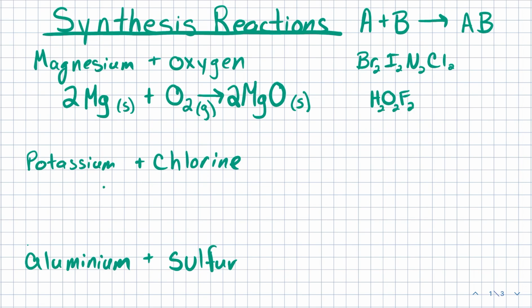Potassium chloride. I have potassium, which is a solid, it's a metal, plus chlorine. Chlorine is another one of my Brinkelhoff. That's going to come together to give me potassium chloride. Potassium's a +1, Cl's a -1, so they're balanced. That means that just like above, I need to balance out to accommodate for my diatomic.